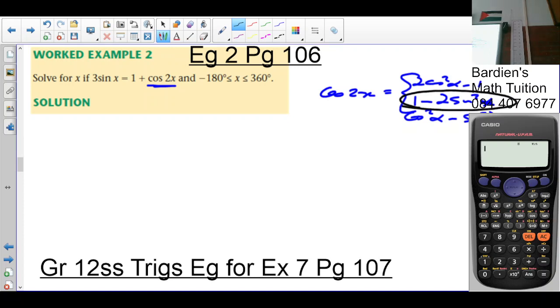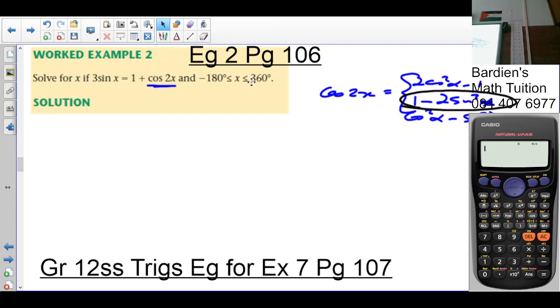Why? Because there is a sine. If there were 3 cos, then I would have chosen cos. Can you see that? If this was sine x, cos x, then I would have chosen cos squared x minus sine squared x, because it was a trinomial that needs to be factorized. Does it make sense, people? Okay, so in this case I'm going to go with sine.